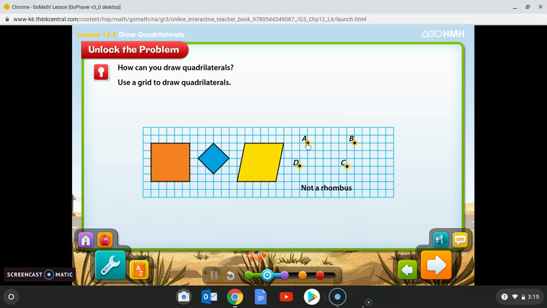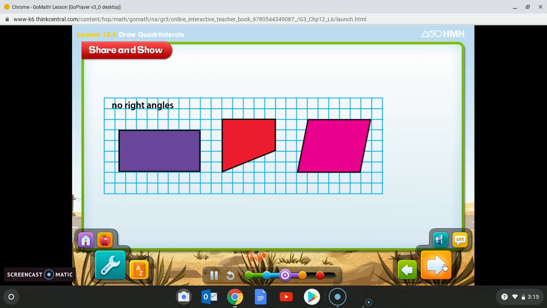So this is not a rhombus because it does not have 4 of the same length sides. Do you see how these ones are kind of longer? So this is not a rhombus. A square can be a rhombus, but not all rhombuses are squares. So those are the types of things that we're going to be looking for and we're going to practice today.